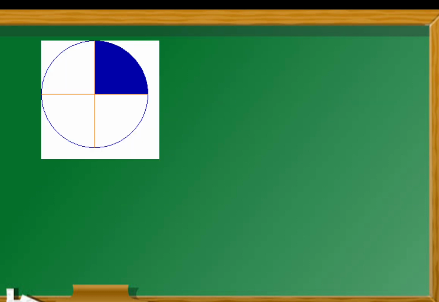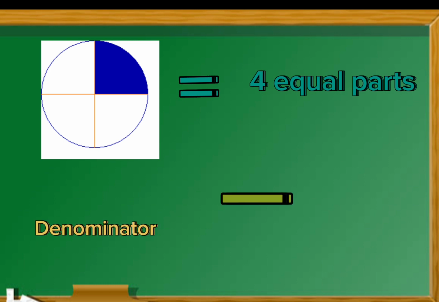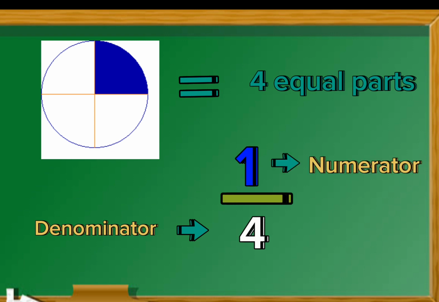The illustration above is a circle divided into 4 parts. This means our denominator is 4. So of those 4 parts, 1 is highlighted. This means 1 is our numerator. So our fraction is 1/4, or one fourth.